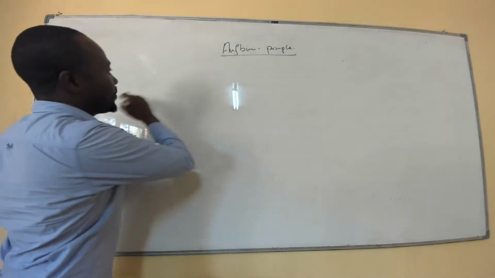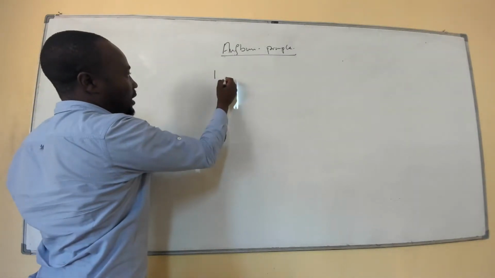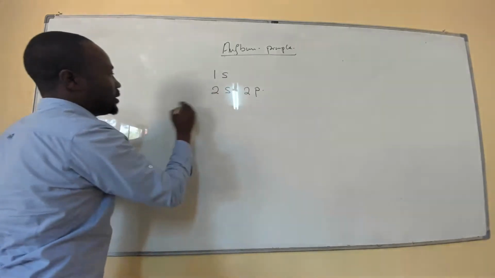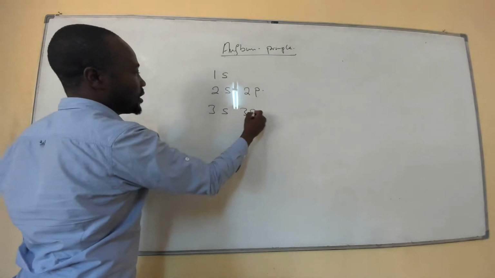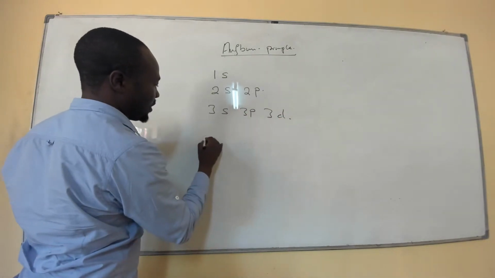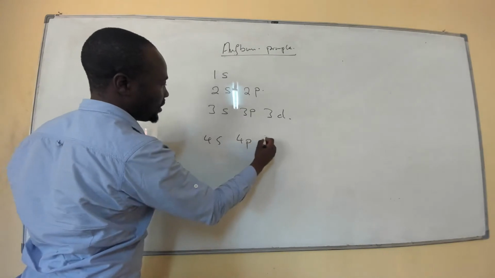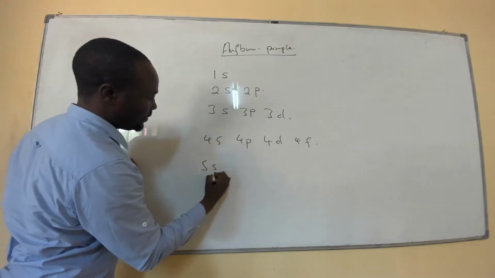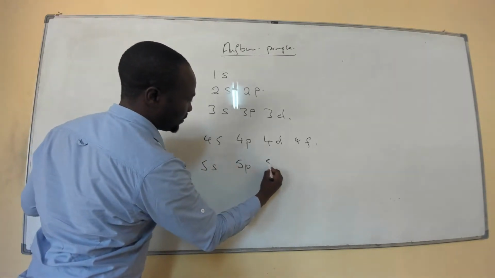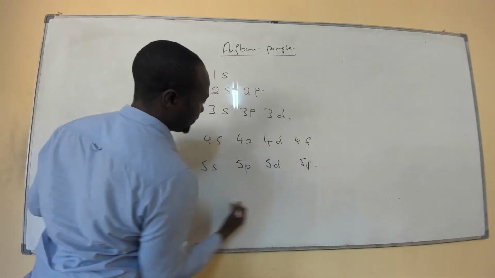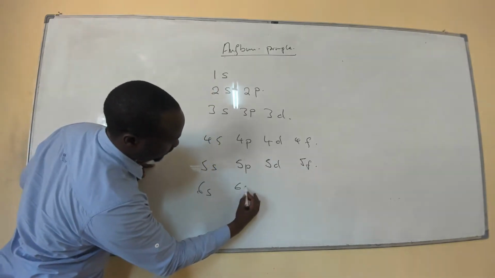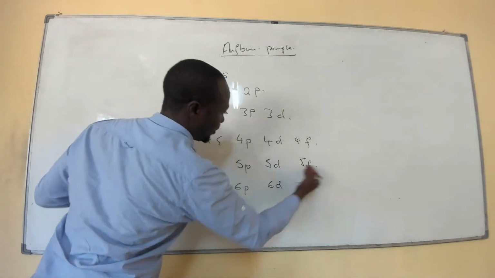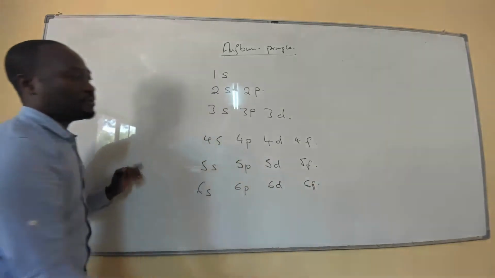So what you get is that you first write 1s, 2s, 2p, 3s, 3p, 3d, 4s, 4p, 4d, 4f, 5s, 5p, 5d, 5f, 6s, 6p, 6d, and 6f. Okay, the orbitals go on, but we just end here for simplicity's sake.